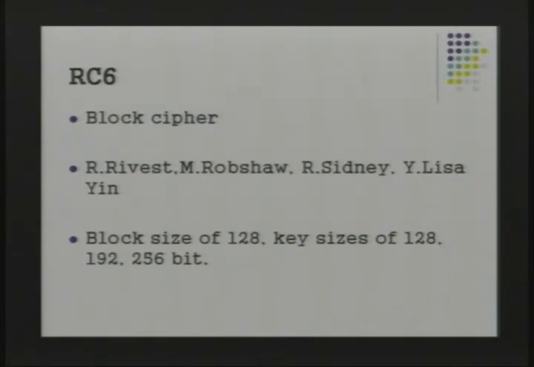Again, RC6 is a block cipher, same as RC5. However, RC6 was made by Ron Rivest and, I think, Matt Robshaw. Okay, I forget their full names. It has a block size of 128 bits, with key sizes of 128, 192, or 256 bits.